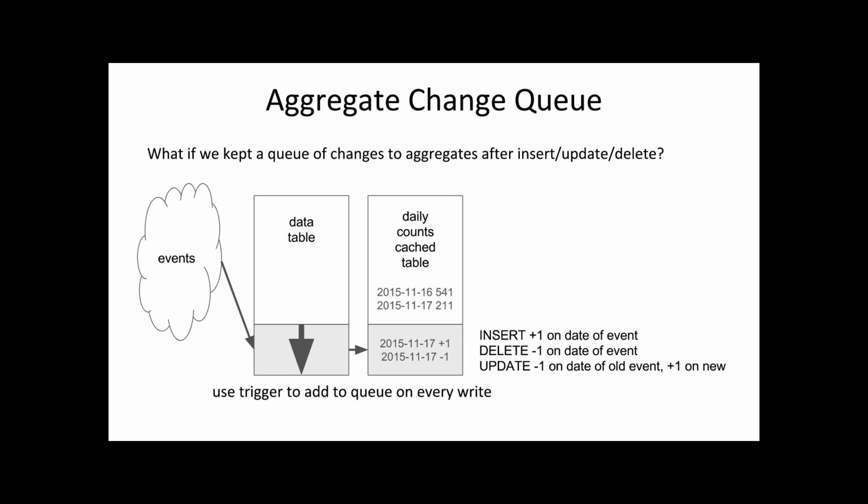Now, of course, our queue size will grow and grow, and eventually scanning the whole queue will become a lot of work. So eventually we'll need to merge all the stuff in the queue into the cache table. But we don't have to do that very often, or at least not on every event. And if we do this, we can also easily support deletes and updates, which for events is not such a natural thing.